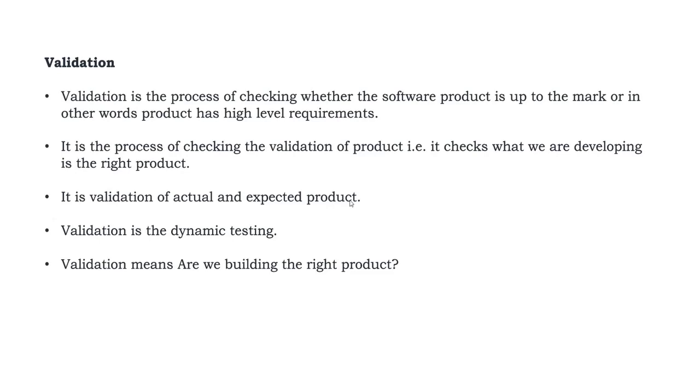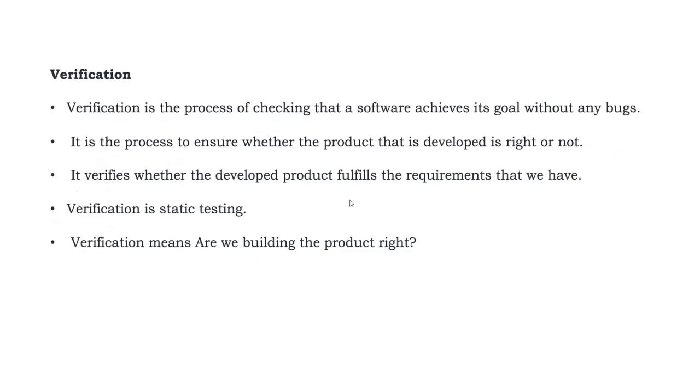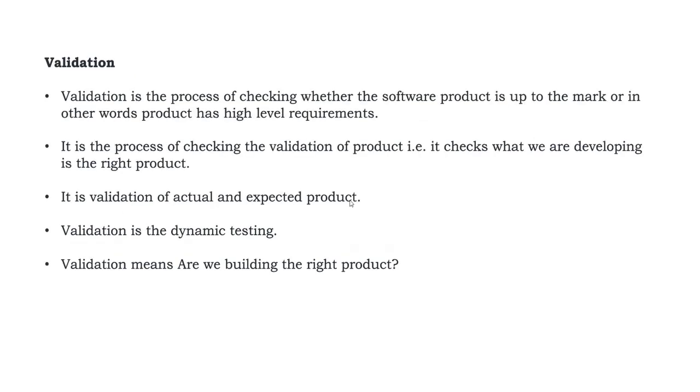Validation means, are we building the right product? So you can notice there is a slight difference. Are we building the product right? Are we building the right product? So in verification and validation, there is quite a difference. The end goal of the process we are going through is the same, but what we are making sure of is different. We are making sure that we are building the right product, that whatever we are building is right or not. That we make sure of in validation.